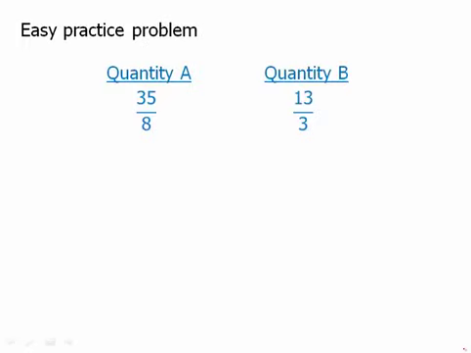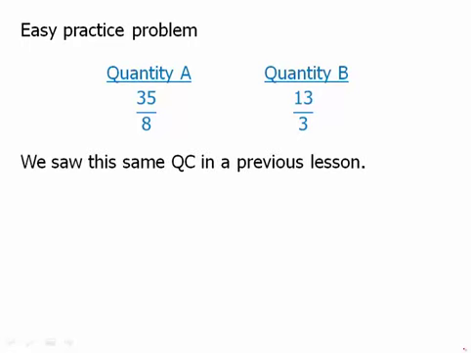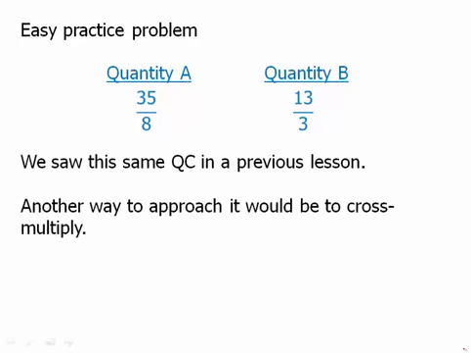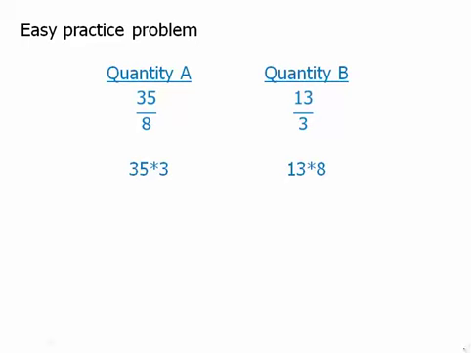So here's a practice problem. This should look familiar because this problem has already appeared in the opening lessons on quantitative comparisons. But pause the video and think about this. So here we'll show a different way of attacking this problem than we showed in the previous lessons. Here I'm simply going to cross multiply. So we saw this already. We're going to cross multiply here. And we get these multiplications.